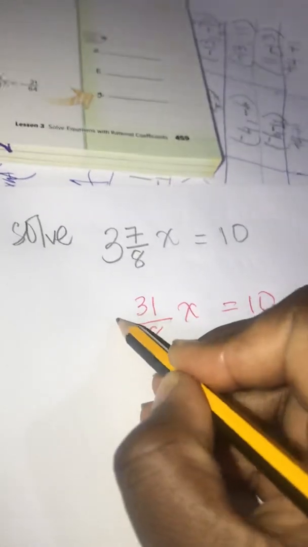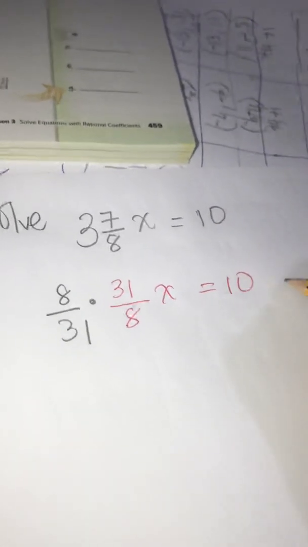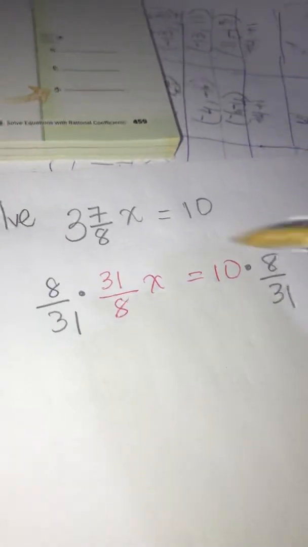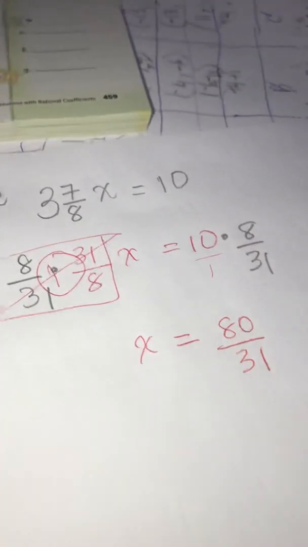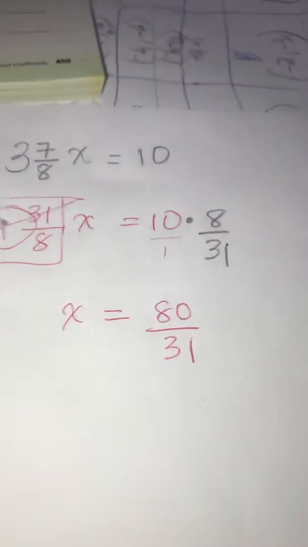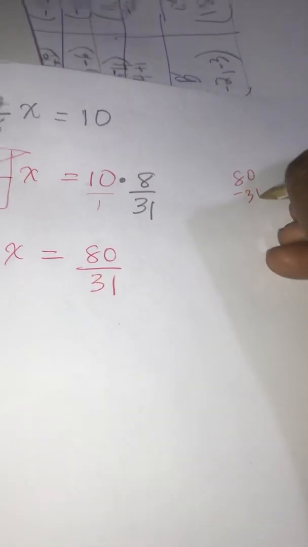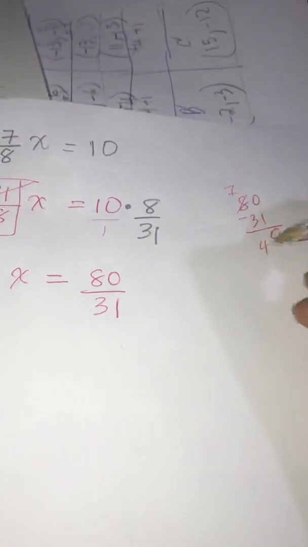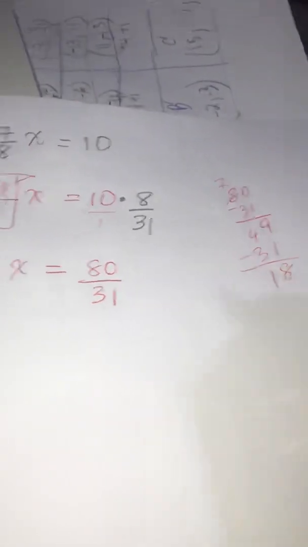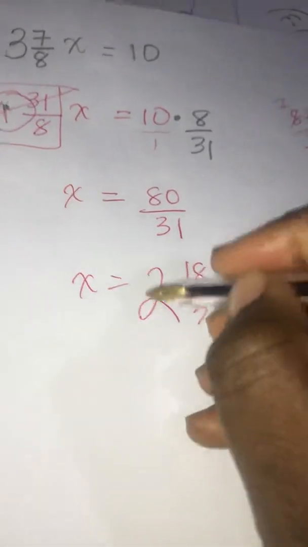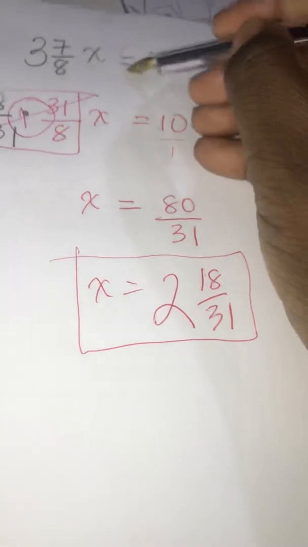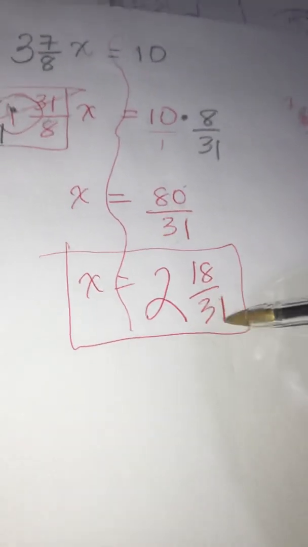Do the multiplicative inverse. 8 over 31. 8 over 31. This goes away because it is 1. X equals, you write 1 over here, 80 over 31. You need to simplify this. Okay? So I will subtract 31 from 80, 7, 4. I can remove another 31, 8, 18. So I have x equals 2 and 18 over 31. Okay? This is my x. Don't forget your bridge. Remember, when you have a fraction, you have to write it in the simplest form. Okay? And then you check and see if you get the same answer.